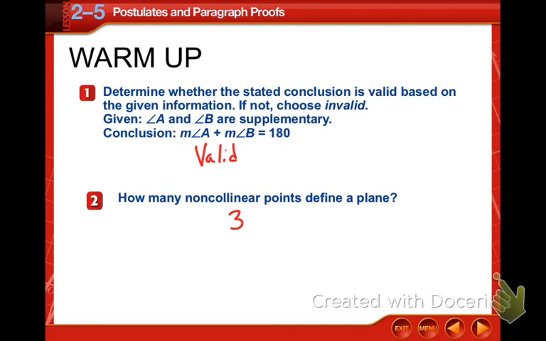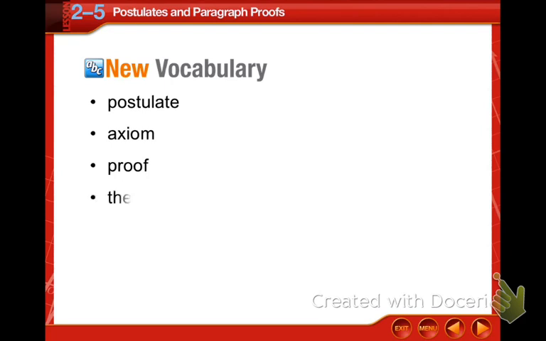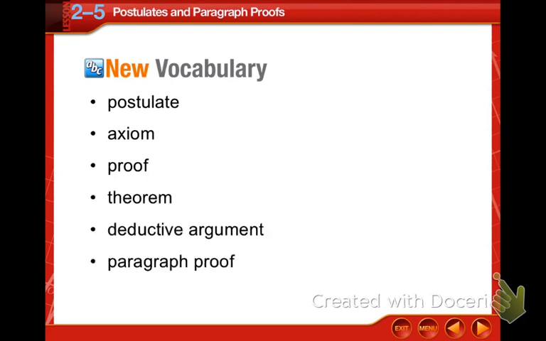The notes today are going to be very short. Just getting through all the theorems would take a while, but since this is a video, you can pause and look at those as we go through. I will explain them quickly, and then we'll get through them quicker for this video. So our new vocab we're going to cover today: postulate, axiom, proof, theorem, deductive argument, paragraph proof, informal proof.